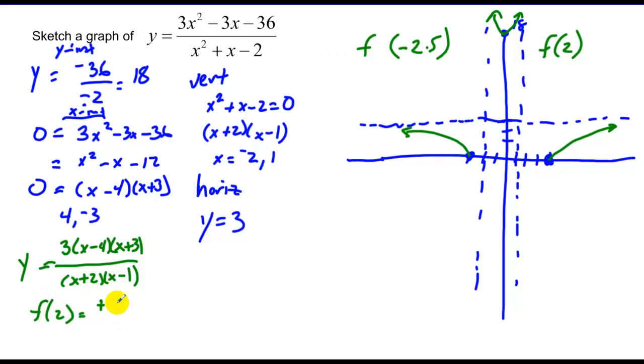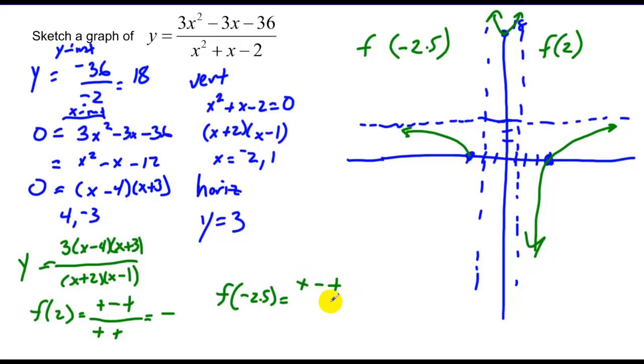So let's start with f of 2. From the 3, I have a positive, a negative here, and a positive, over a positive and a positive, which ends up being negative overall, just like I thought. When I plug in negative 2.5, I get a positive from the 3, negative for the next term, and a positive for that last term, over a negative and a negative. 3 negatives, 2 positives is always a negative. That goes down. So then I'm done.